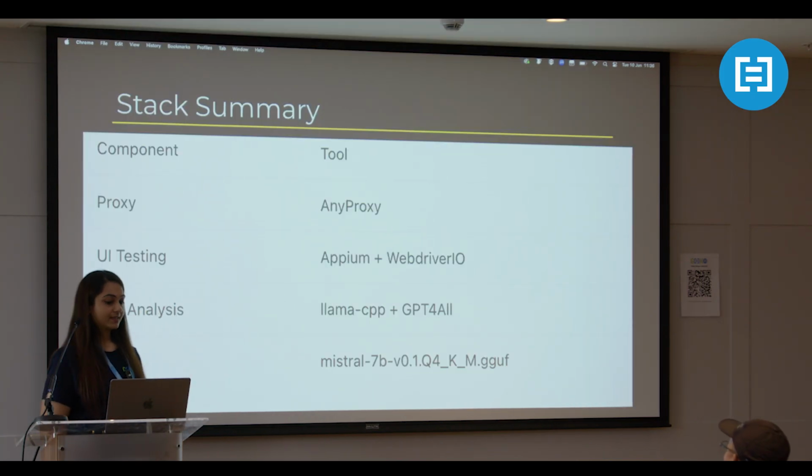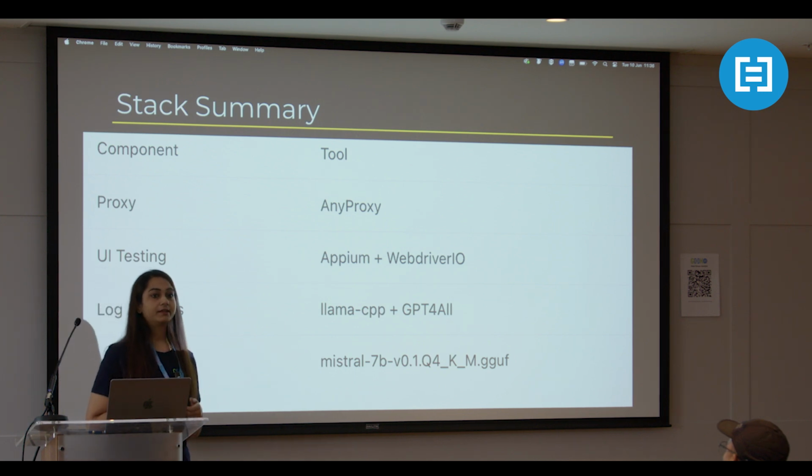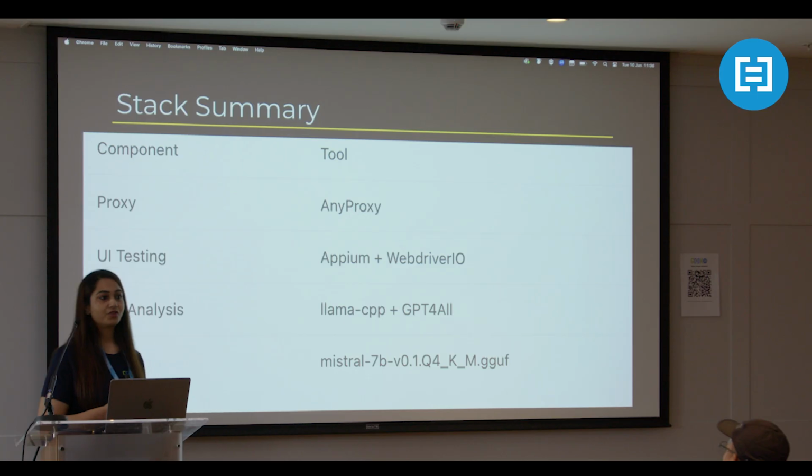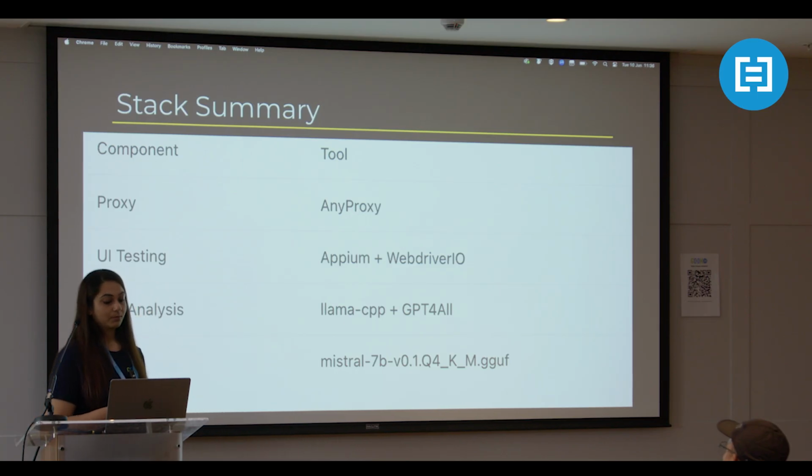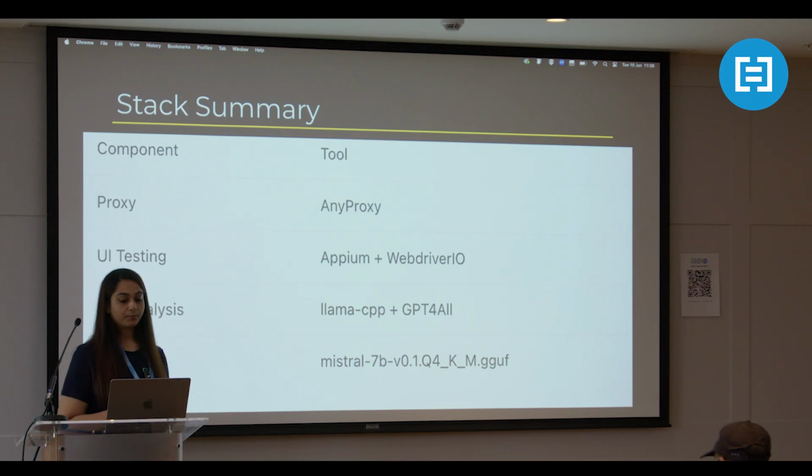Okay, so the stack summary. For the proxy, I'm using any proxy. For testing the UI, it is WebdriverIO, Appium, and JavaScript. For log analysis, it is using GPT4All, llama.cpp. And the model used is Mistral 7B. The version of it is right in front of it.